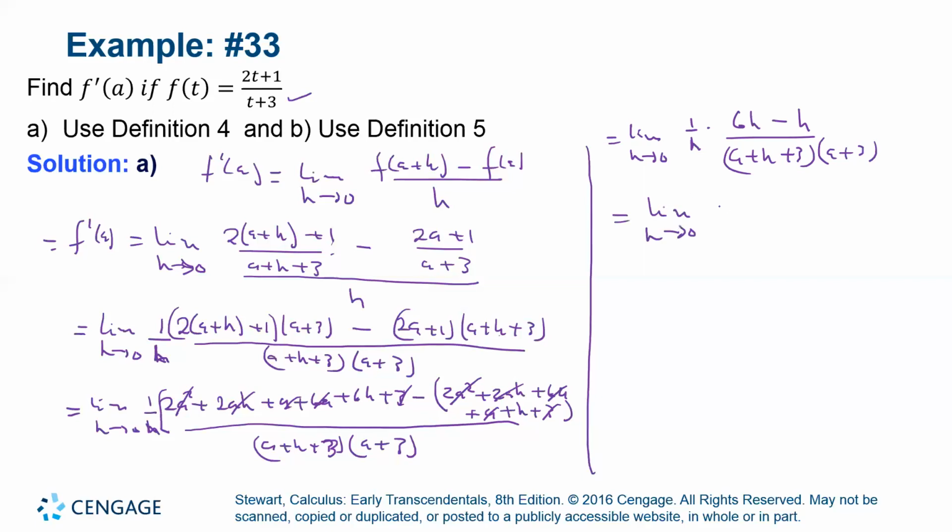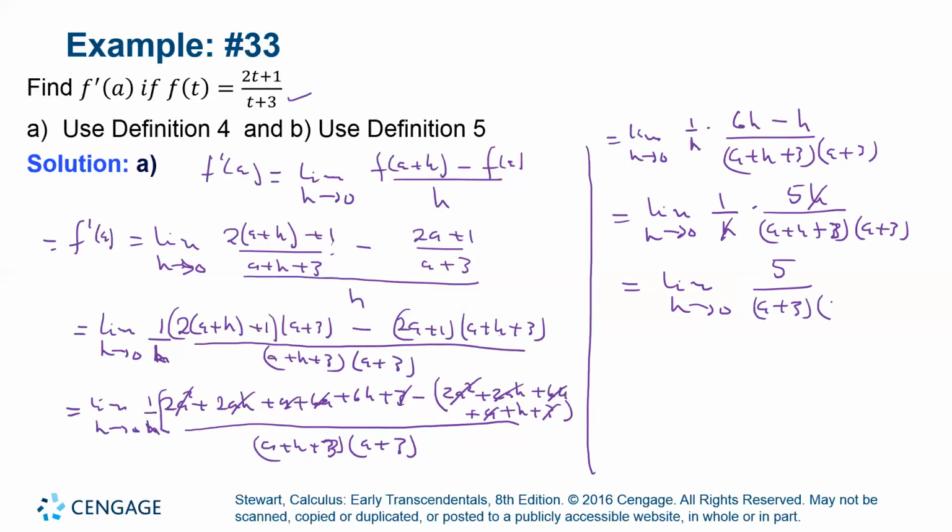h goes towards 0, 1 over h times 5h, divided by that expression, (a plus h plus 3), and then (a plus 3). Now look at it, this h will cancel out. So then you have the limit as h goes towards 0 of 5 over, if h goes to 0, then you have (a plus 3), (a plus 3). So your answer would be what?